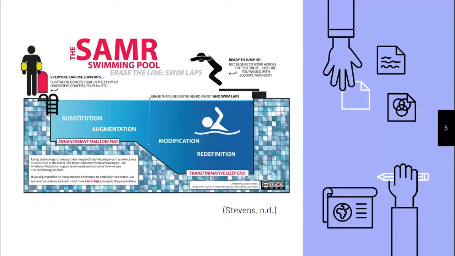With the SAMR model, I think I'm a swimmer. And the reason I say this is I will spend some of the year in substitution, augmentation, modification, redefinition, but I'll make a lot of laps. Usually at the beginning of the year, we start with substitution, because my students don't get a lot of technology at the previous school they come from. So there's a big learning gap.